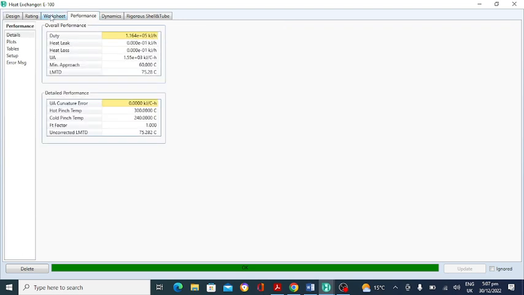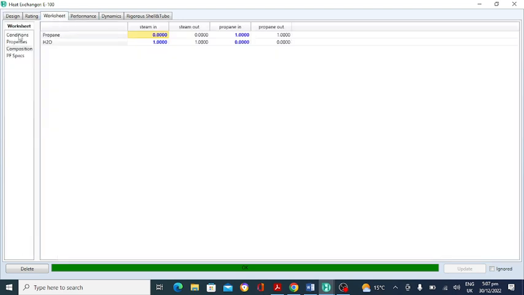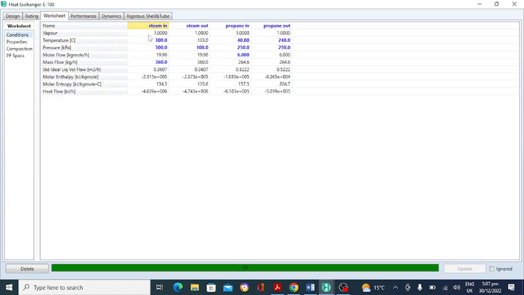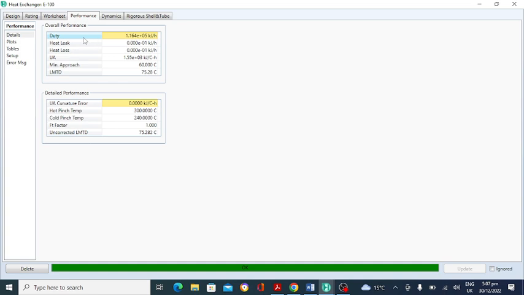This is the performance, and go to the condition, and here you can check the steam outlet temperature is 133 degrees centigrade. So the outlet temperature of the steam which is leaving the heat exchanger is 133 degrees centigrade. Here you can also see the duty of the heat exchanger, 1.16 multiplied by 10 to the power 5 kilojoule per hour. This is the heat loss, and this is the FT factor, 1.